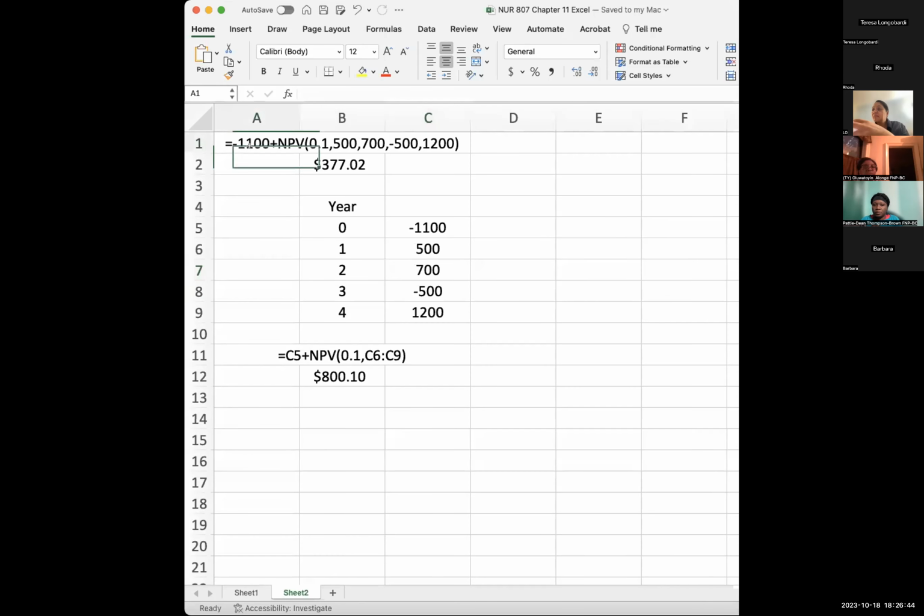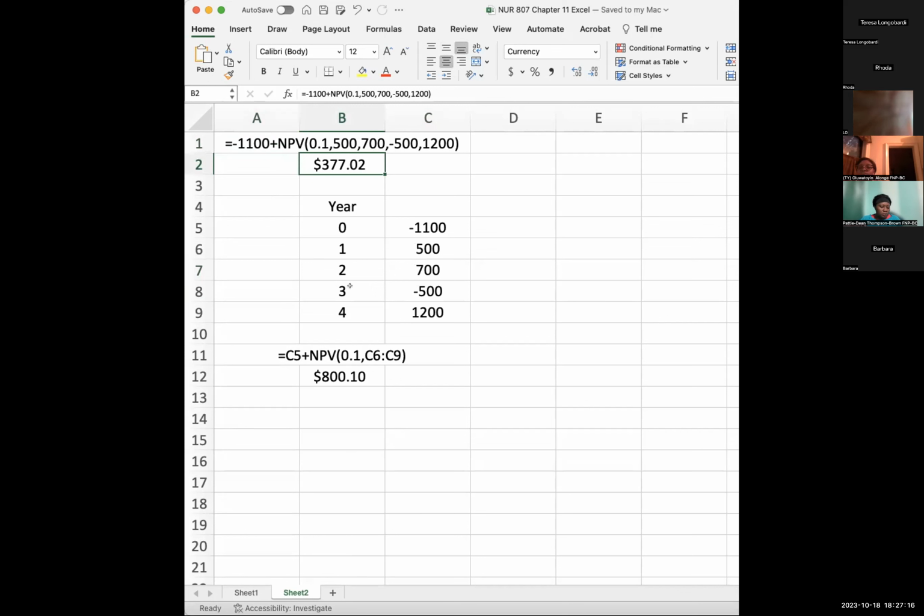All right, so I did it two ways. One way was I took the initial investment and I added, and you have to put the plus right near it or it won't work, NPV and then bracket. You have to put that rate first, in a decimal, or if you put a percentage there, it'll work too. And then the numbers, and that will give you this answer, 377.02. Who was able to get it?